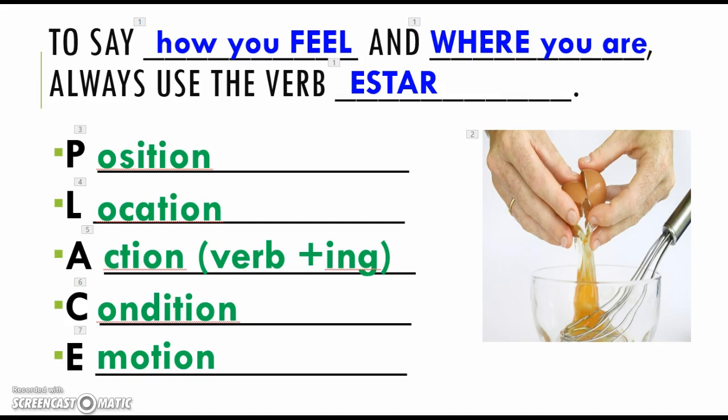Hay un poema muy fácil para memorizar los usos del verbo estar. How you feel and where you are, always use the verb estar. The mnemonic device PLACE, position, location, action, which is like saying ing in English, condition, and emotion are uses of estar over the verb ser.